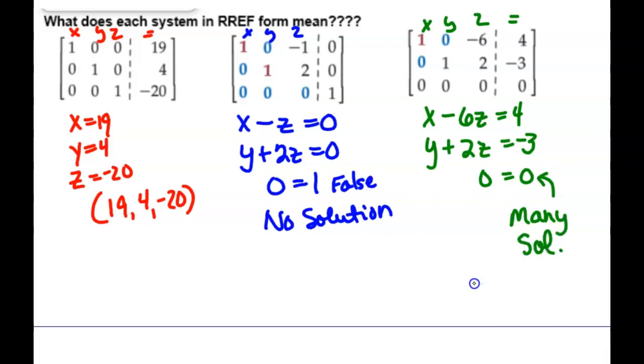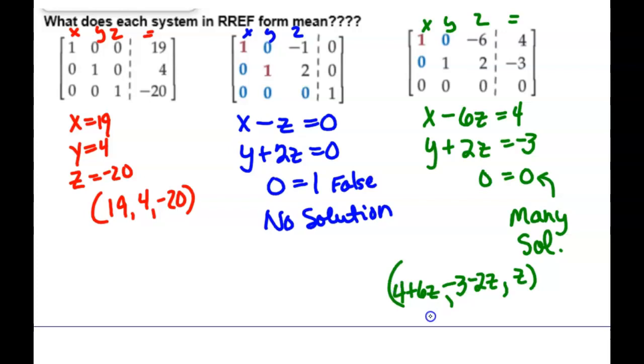Now, it used to be part of the final that you had to write all the solutions in terms of Z. So you would say Z could be any number. If you solve this for y, it would be -3 minus 2z. And if you solve this for x, it would be 4 plus 6z.